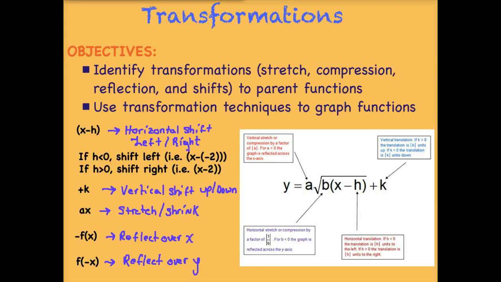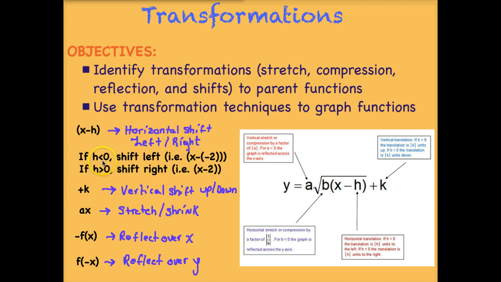The first one we have is x minus h. H represents some sort of number, and this is our transformation. If we have an x minus h, that means we have a horizontal shift left or right. It's in with x, and so we are shifting along the x-axis. How do we know if we're going to shift left or if we're going to shift right?